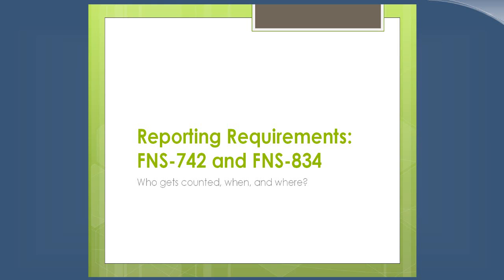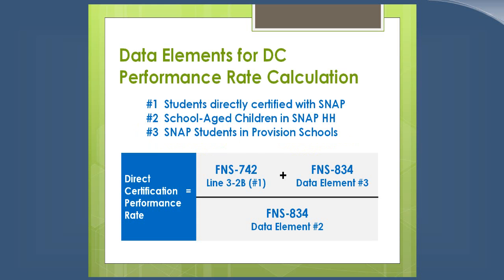So first let's start with clarifying the 3 data elements that get used in your direct certification performance rate calculation. As Heather mentioned earlier, the DC rate is calculated by basically taking all the students that are or could be directly certified with SNAP and dividing that total by the number of school-age children in households that receive SNAP benefits. You multiply that by 100 and you get your percent.